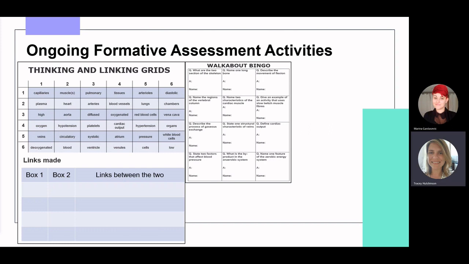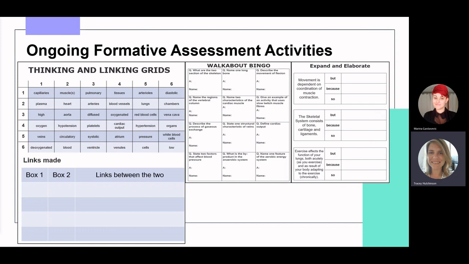Walkabout bingo can assess understanding. This task encourages students to talk to one another, going beyond the typical think, pair and share, as they have to engage with different members of the class. It's very simple to create and also very adaptable, and students can only ask their peers one question each. They record the students' answers and name and then move on. The first person to have all their answers filled shouts bingo.